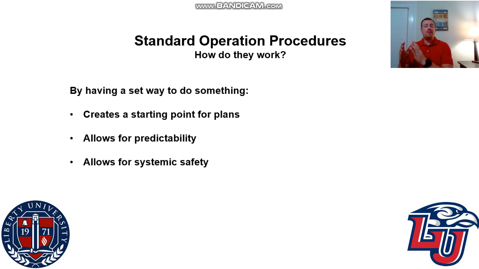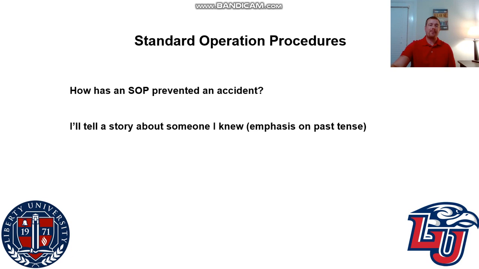Which allows us into the next bullet point, systemic safety, which again, the policy creates a system of safety. It's procedurally safe. It's like a design that says this is how we're going to do it so that we can be safe. If everybody's doing the same thing, we're all on the same page, it helps us be safe.